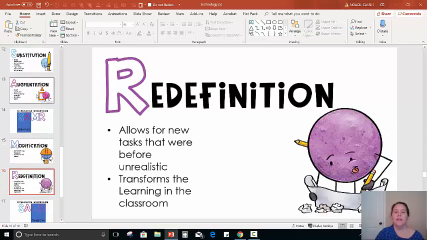And the last one is redefinition. And redefinition is sort of the pinnacle of integrating technology. It allows for tasks that were once impossible to now be practical in the classroom. It transforms not just the learning, but it transforms the complete classroom.